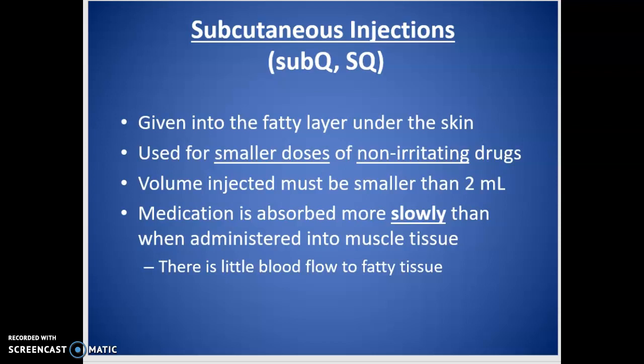So in the fatty tissue, as it says here, medication is absorbed more slowly than when administered into muscle tissue. And there's one exception to that rule, and I'll just tell you right now, it's insulin. Insulin will actually absorb faster in subq tissue. But generally speaking, when you go into the subq layer, it's a more slow type of absorption. And that's attributed to the fact that there's not much vasculature in the fatty tissue. Another way to say that is there's little blood flow. So when we talk about vasculature, we're talking about the network of blood vessels within tissue.